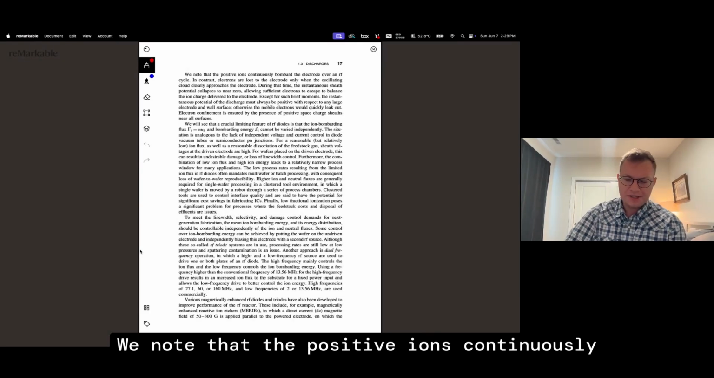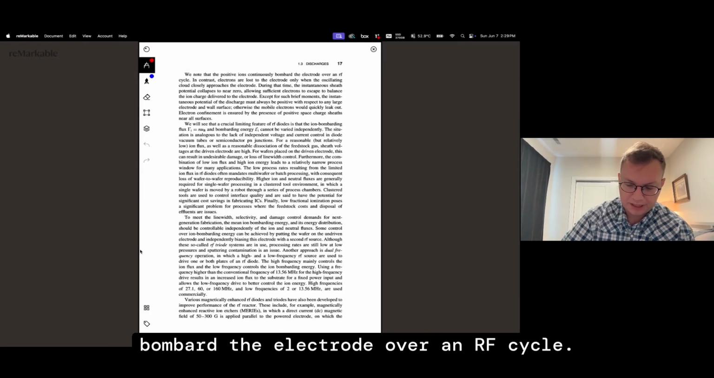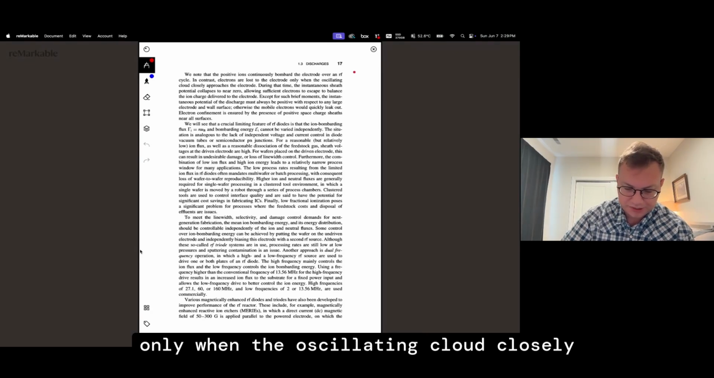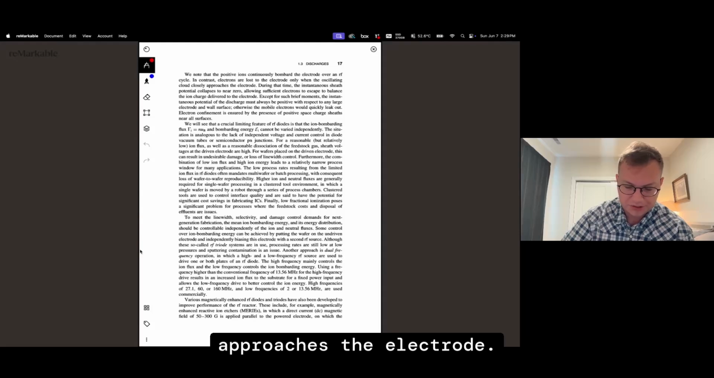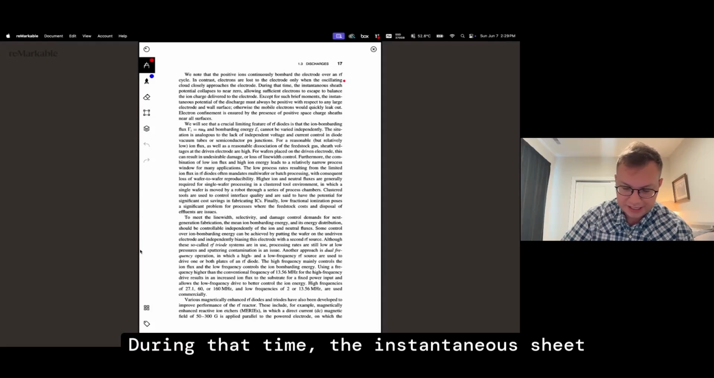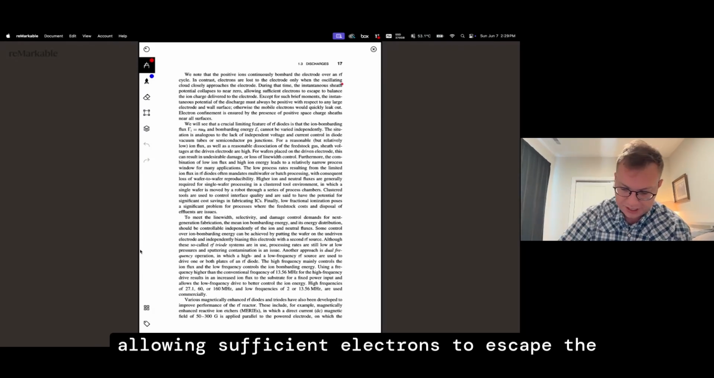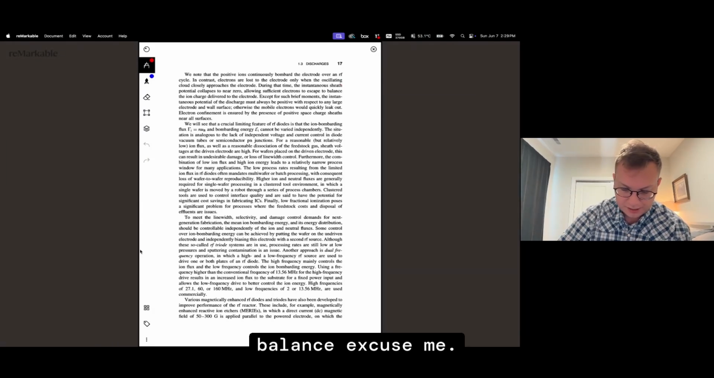We note that the positive ions continuously bombard the electrode over an RF cycle. In contrast, electrons are lost to the electrode only when the oscillating cloud closely approaches the electrode. During that time, the instantaneous sheath potential collapses to near zero, allowing sufficient electrons to escape to balance the ion current.